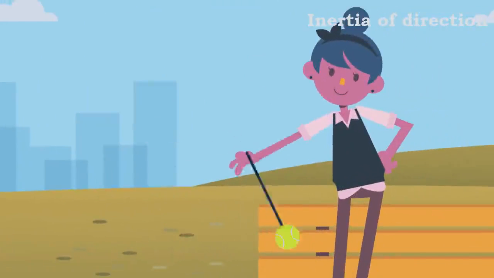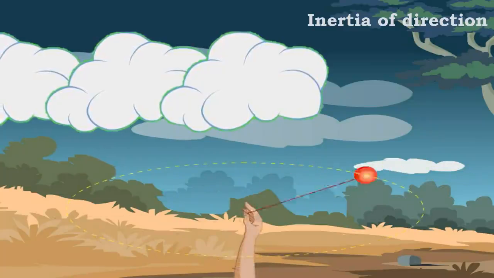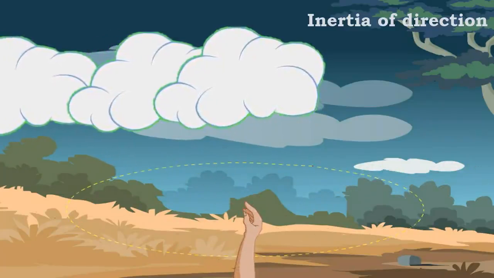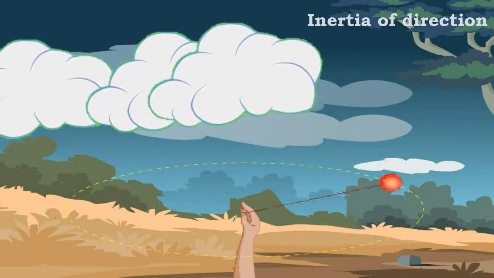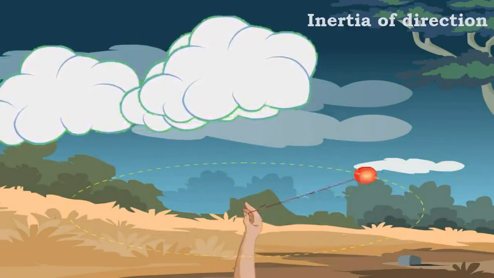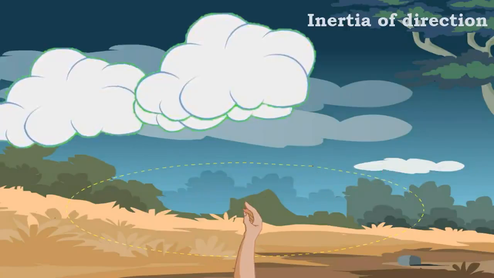When a stone tied to one end of a thread is moving rapidly in a circular path, and if the thread suddenly breaks, then the stone flies off along the tangent of the circle. The stone is not able to continue in the circular path because of the inertia of direction. The resistance of the body to change its direction of motion is called inertia of direction.